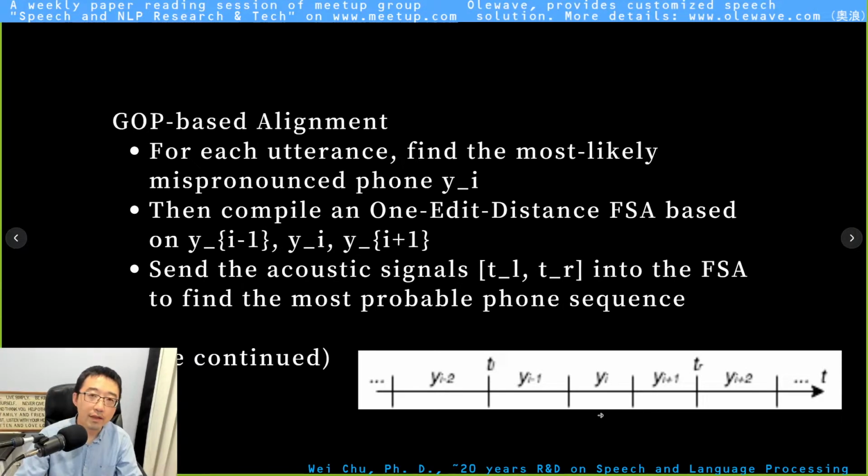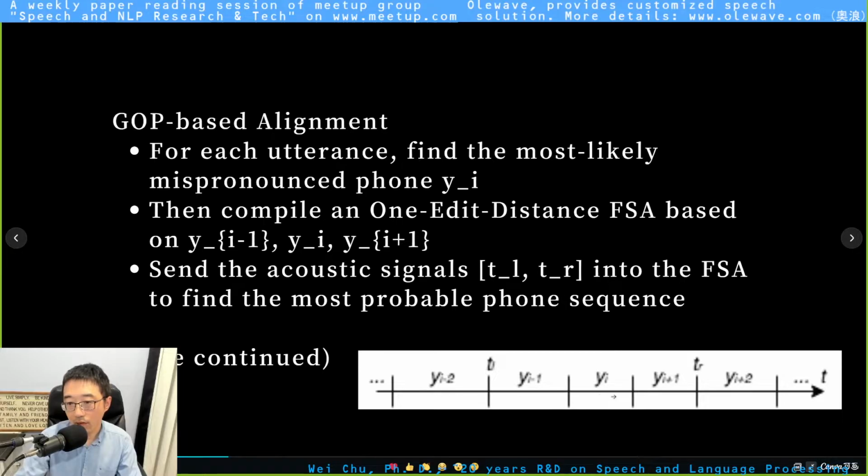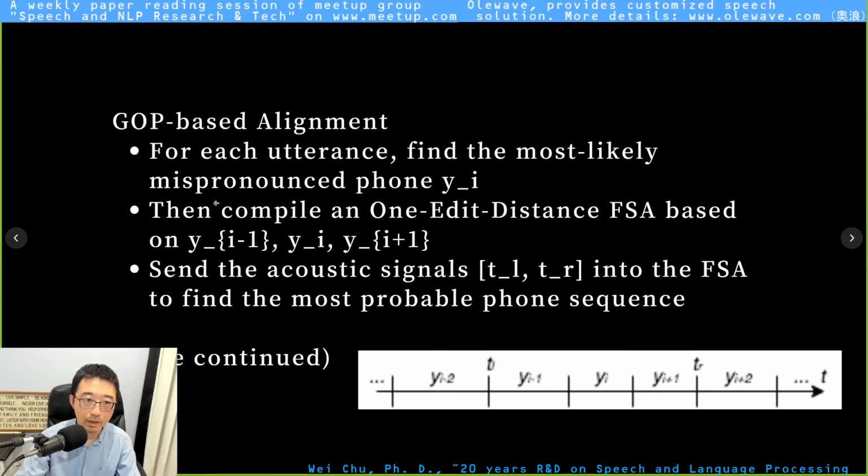Or it's a score in the discriminative model. But we further normalize it. We normalize the score or the likelihood, so we get a posterior. That posterior can be called the GOP score, or GOP value. And once you have these values, because they are all from 0 to 1, you can find the smallest value of phones in this utterance. That's called the most wrongly or most likely mispronounced phone.